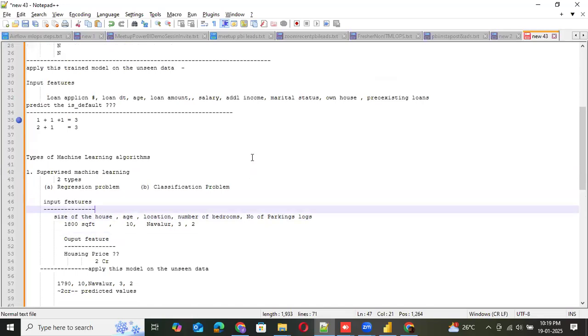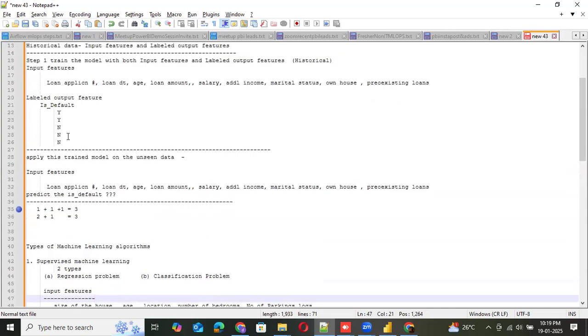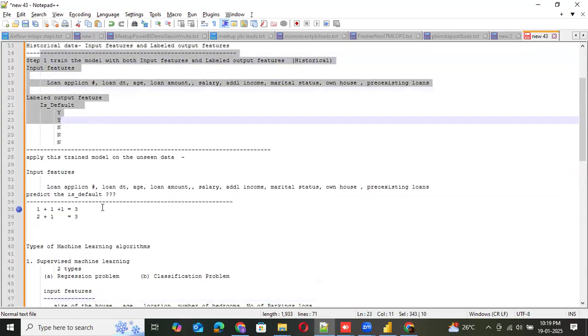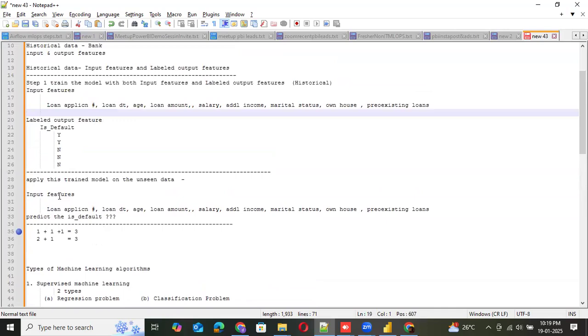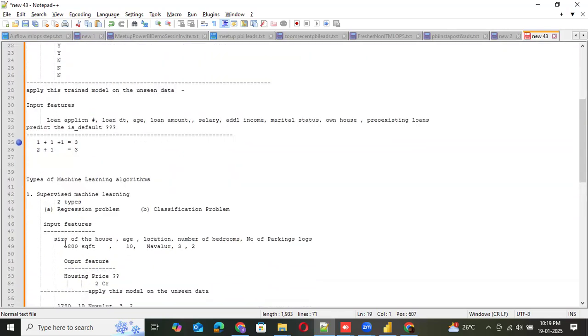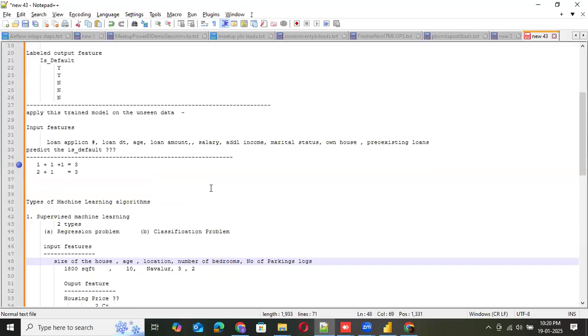In both the classification problem and the regression problem, the input features can be numerical as well as categorical columns. So this is a mix of text and numerical values. Input features can be numerical as well as categorical columns in both supervised classification and regression problems.